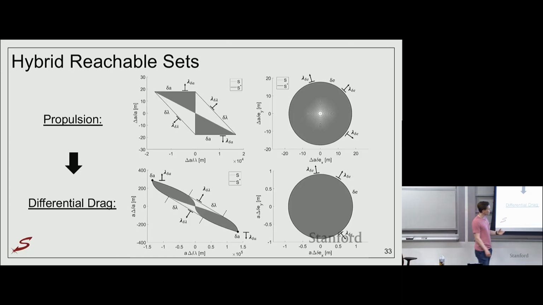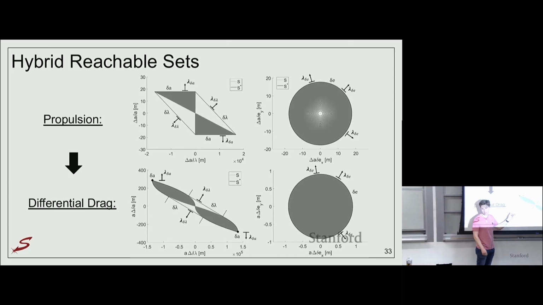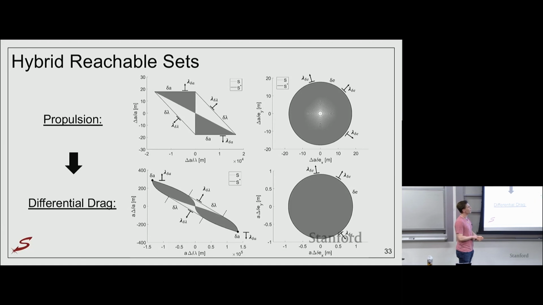And now we visualize the differential drag reachable sets down here. We can see that the shape, actually, in the relative eccentricity vector pseudostate plane is exactly the same. It's a circle. We get a far more nonlinear shape in the delta A, delta lambda plane, but that's okay. We're just going to apply the lambdas, the outward facing normals of the reachable set that we had before, and apply it to this reachable set. So let's do that. What do we find?